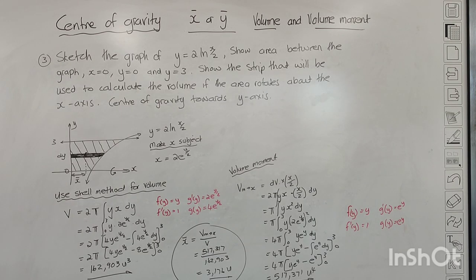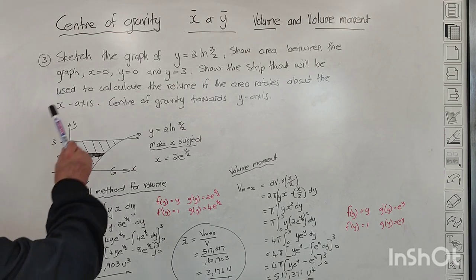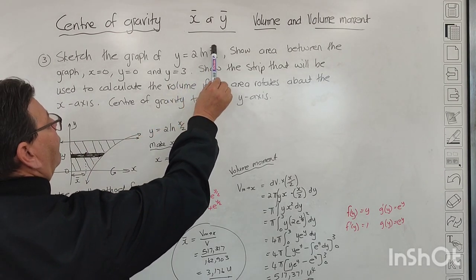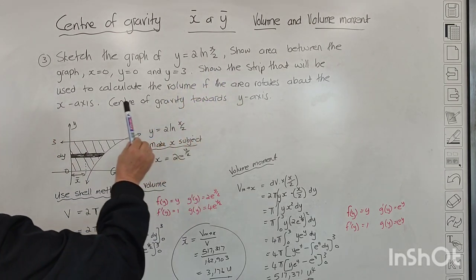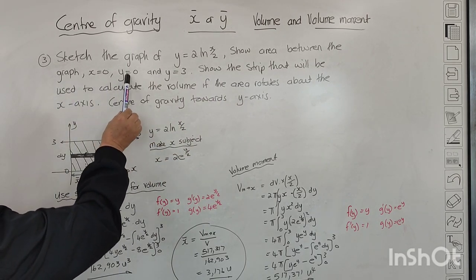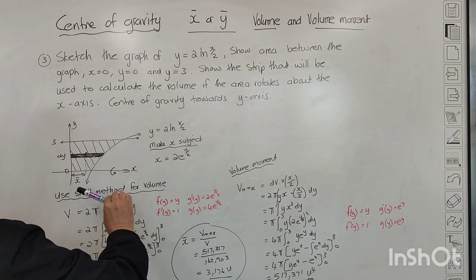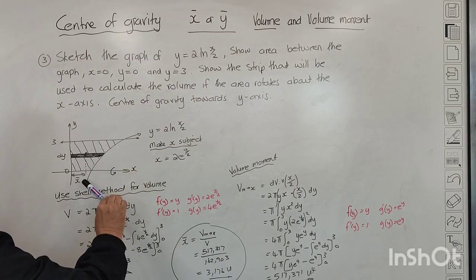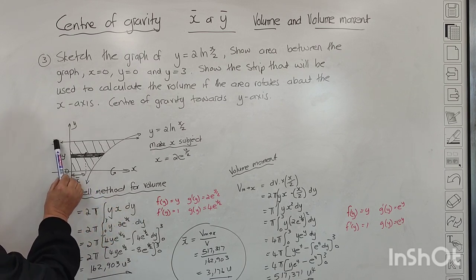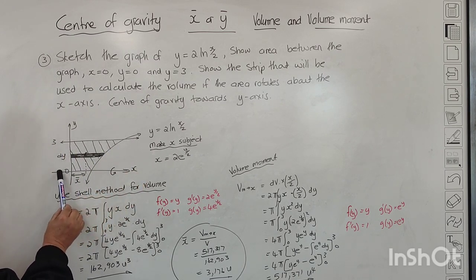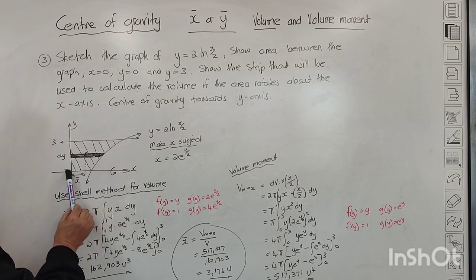In our next example, we're still going to continue with center of gravity. But now I have a different graph. Sketch the graph of y equals 2 ln of x over 2. Show the area between the graph, x equals 0, y equals 0, and y equals 3. So I draw my ln graph. I show my line y equals 3. I know the other ones are the x-axis, x equals 0, and y equals 0. So my area is contained in this.